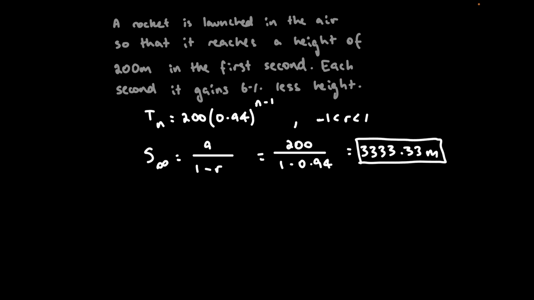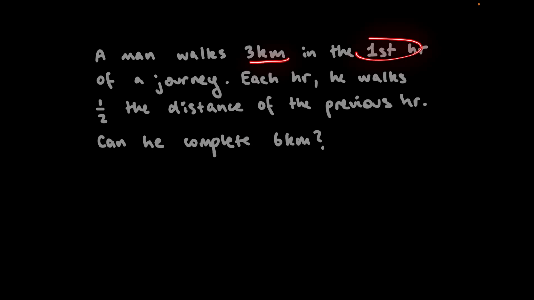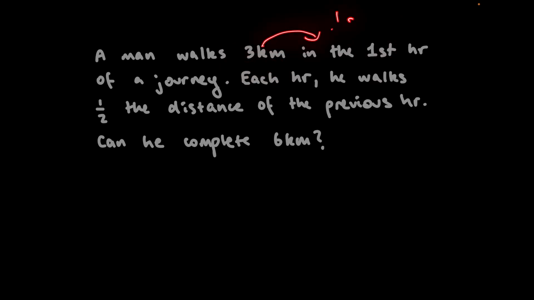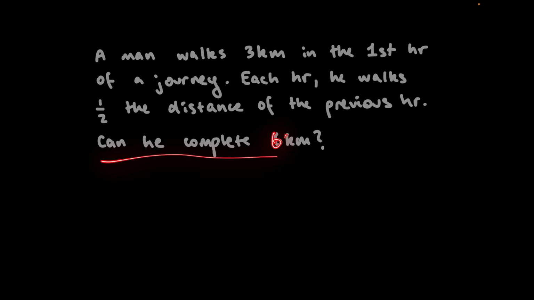Okay, so that's how you use an infinite geometric series in this question. A man walks 3 kilometers in the first hour of a journey, and each subsequent hour that he walks, he completes half the distance of the previous hour. So if he walks 3 kilometers in the first hour, the next hour he will complete 1.5 kilometers. And our question is, can he complete 6 kilometers worth of total distance of walking?